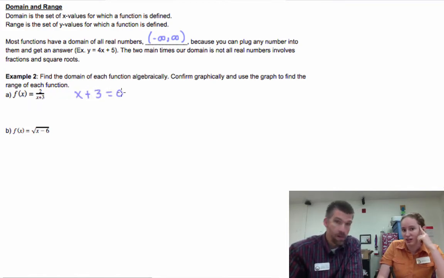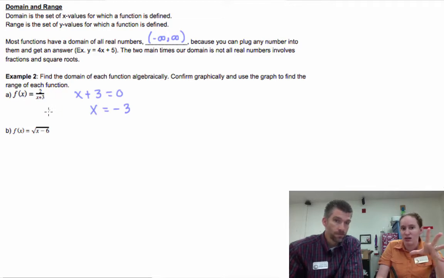The idea is you take your denominator, set it equal to 0, and solve. If that's the only issue, we just have a fraction and we don't also have a square root, then the only number we can't plug in is negative 3. That's it. So how do I write that in interval notation?